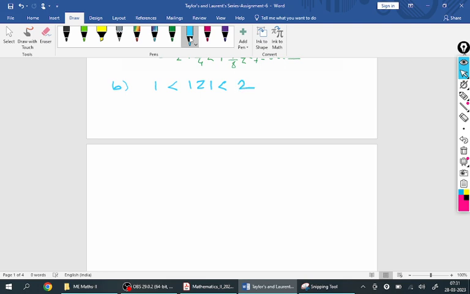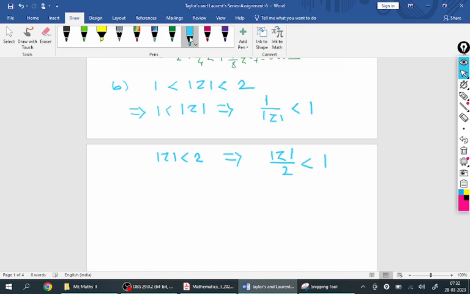Remember, the first inequality 1 less than mod z gives us that 1 by mod z is less than 1. Similarly, the second inequality, because we have two inequalities there, 1 less than mod z and mod z less than 2. Mod z less than 2 implies that mod z by 2 is less than 1. So these will act like our r now.